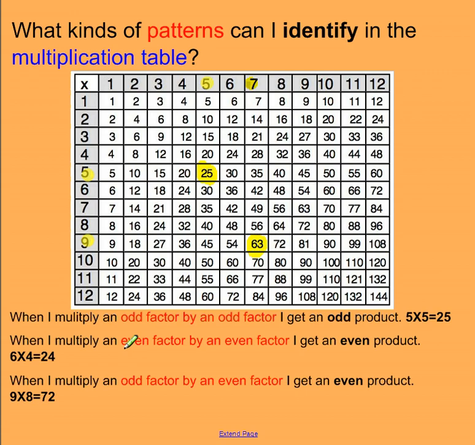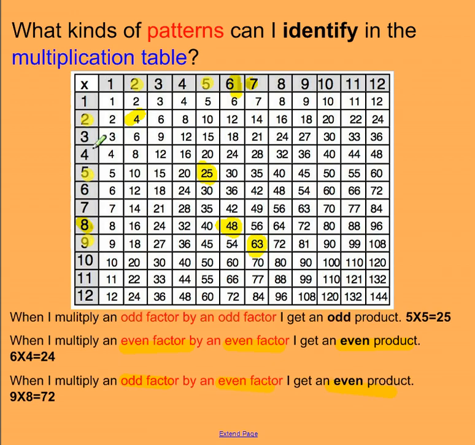Also, when I multiply an even factor by an even factor, I will get an even product. So if I multiply 2 times 2, that equals an even product of 4. 2 and 2, that's an even number, and I'm going to get an even product. If I multiply 8, which is an even number, by 6, 8 times 6 equals 48, which is an even product. And then finally, if I multiply an odd factor by an even factor, I will get an even product.